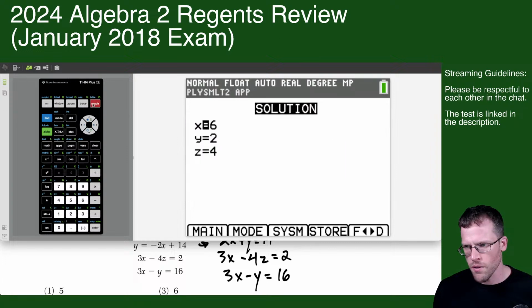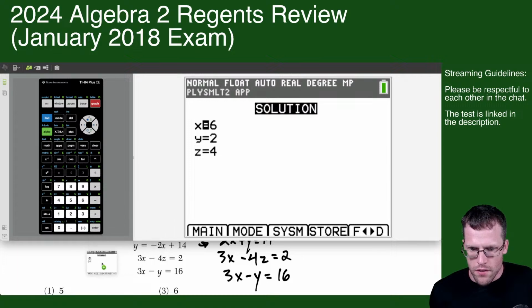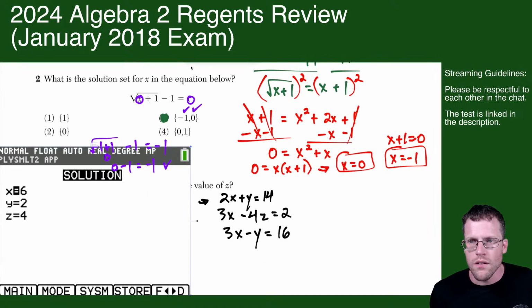Now I press solve by pressing graph. And I get, let's just see, I'll just copy and paste this. So, moment of truth.